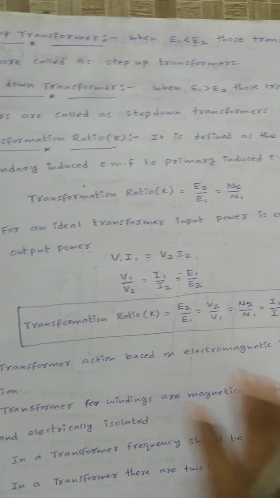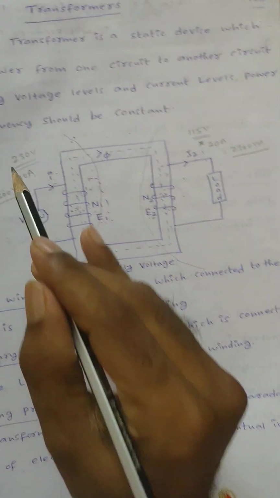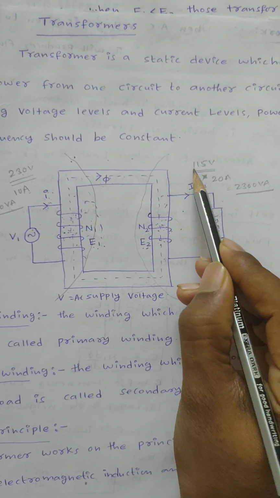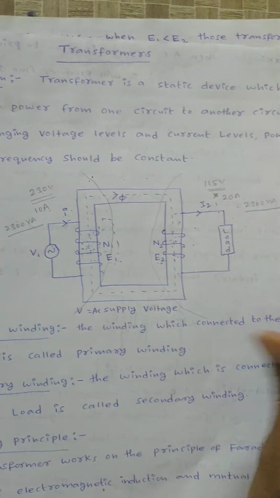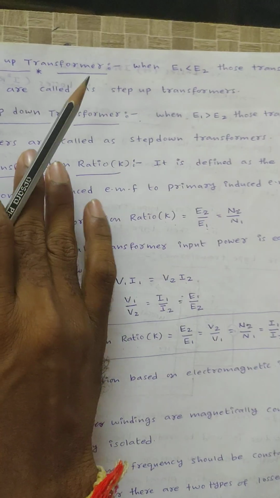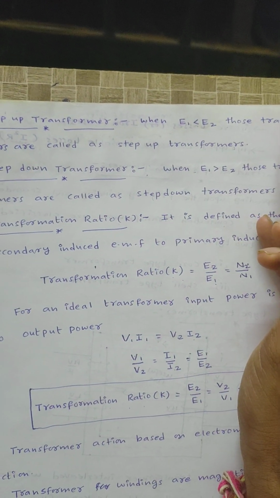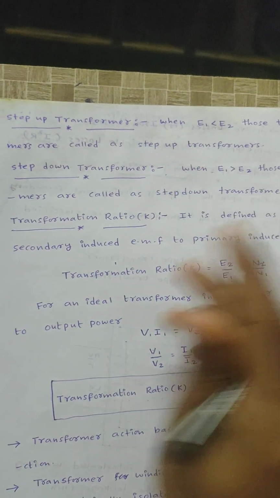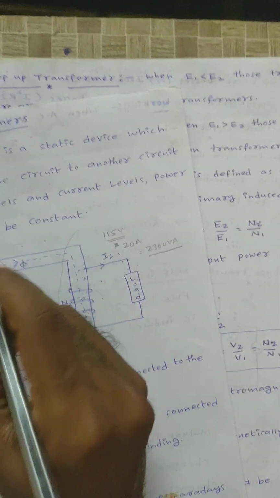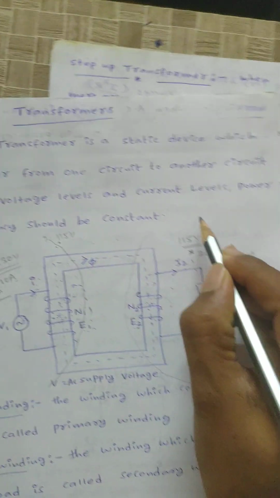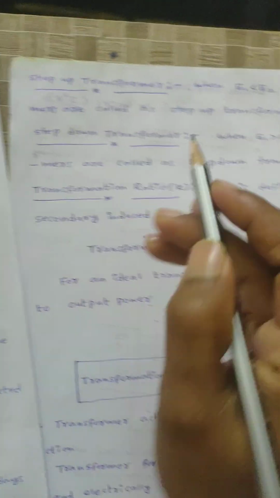Next, some basic definitions. Step up transformer. Assume here E1 as 230 and E2 as 115. 230 is transformed into 115, that is the voltage level is reduced. That is a step down transformer. When E1 is less than E2, those transformers are known as step up transformers. That means the E1 value is 115 volts and the E2 value is 230 volts. The voltage level is increased. That is a step up transformer.